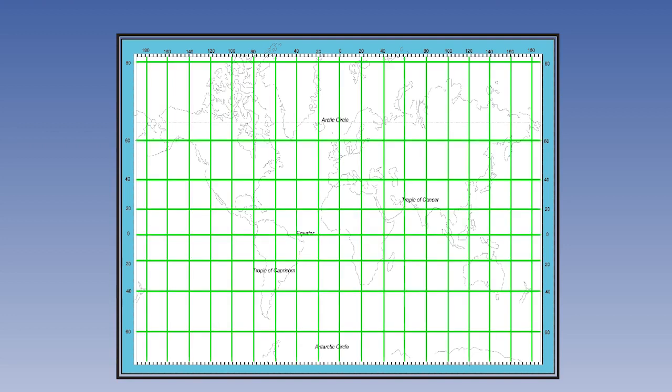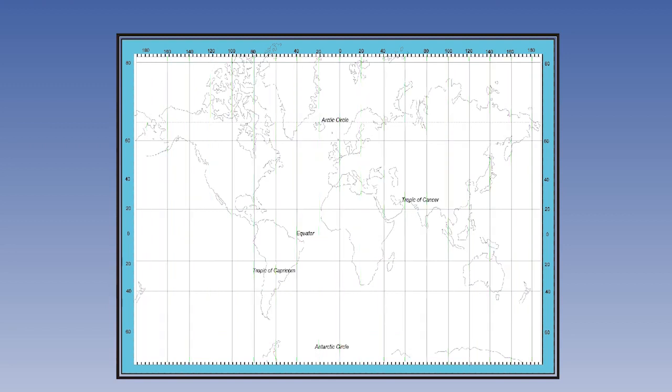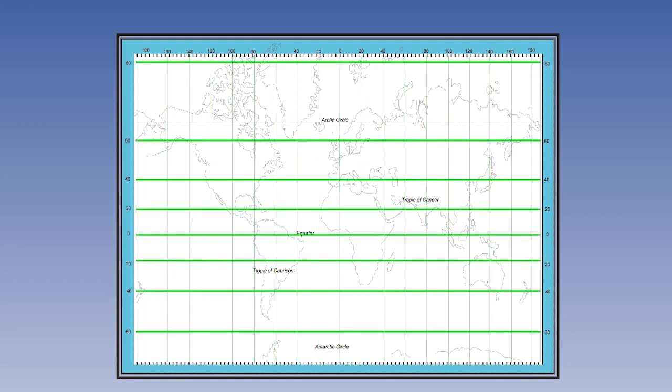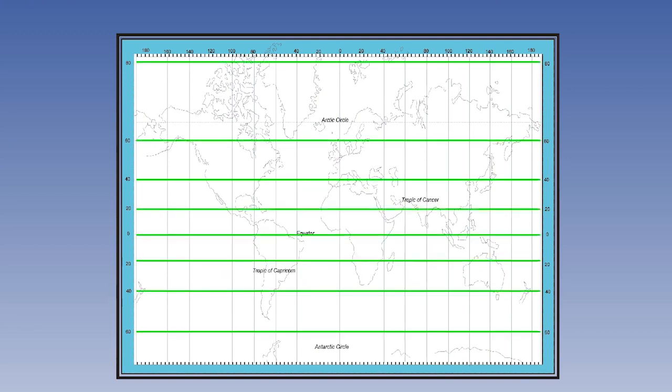A graticule is simply the term for the network of latitude and longitude lines on the chart. Meridians are equally spaced straight parallel lines. Parallels are straight parallel lines with the space between them increasing as the secant of the latitude.